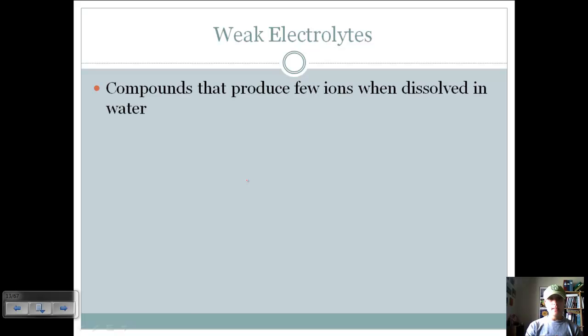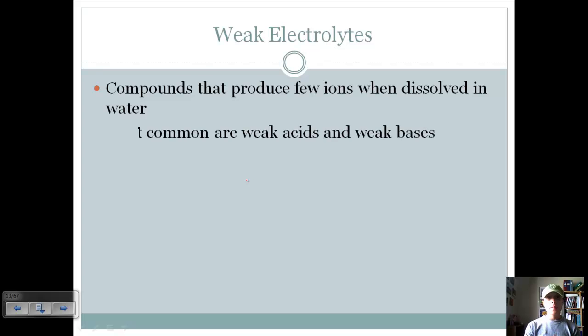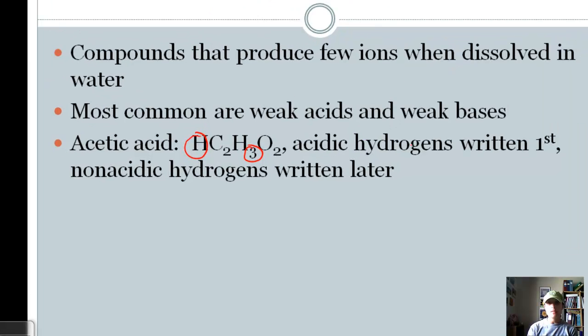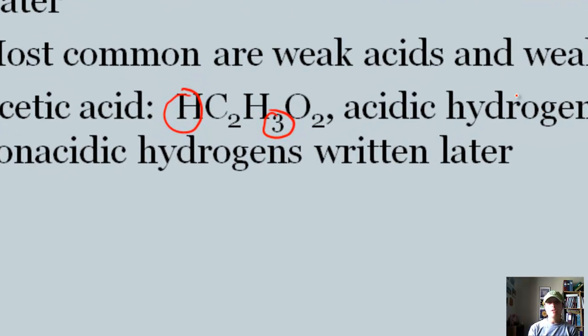Okay, weak electrolytes. Remember we said that those kind of conducted electricity. What this means is that not all of their ions are going to dissociate, just a few. The most common form of a weak electrolyte is either a weak acid or a weak base. For example, acetic acid is HC2H3O2. Now you'll notice there's more than one hydrogen. We've got one in the front and then three here. It's written that way specifically because we put the acidic hydrogens first, and then the non-acidic hydrogens are written later.